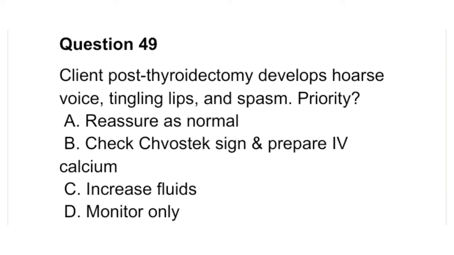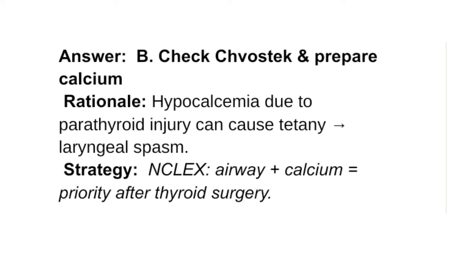Question 49. A client post-thyroidectomy develops a hoarse voice, tingling lips, and spasm. Priority? A. Reassure as normal. B. Check Chvostek sign and prepare for calcium. C. Increase fluids. D. Monitor only. Answer: B. Check Chvostek sign and prepare calcium. Rationale: hypocalcemia due to parathyroid injury can cause tetany and laryngeal spasm. Strategy: NCLEX, airway plus calcium equals priority after thyroid surgery.